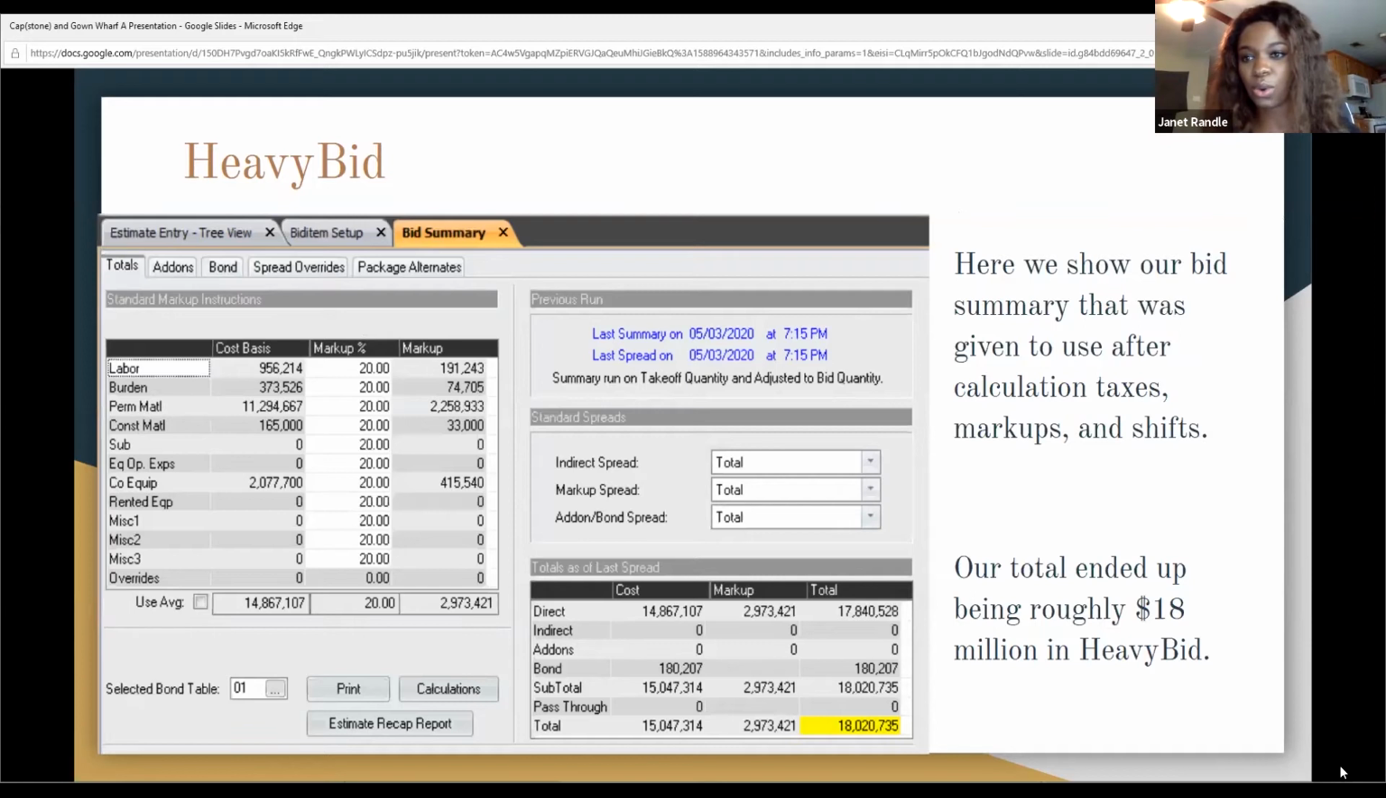Here we show our bid summary that was given to us after we did the calculations of our taxes, our markups, and the shifts that we put in. And our total ended up being roughly around 18 million in HeavyBid.